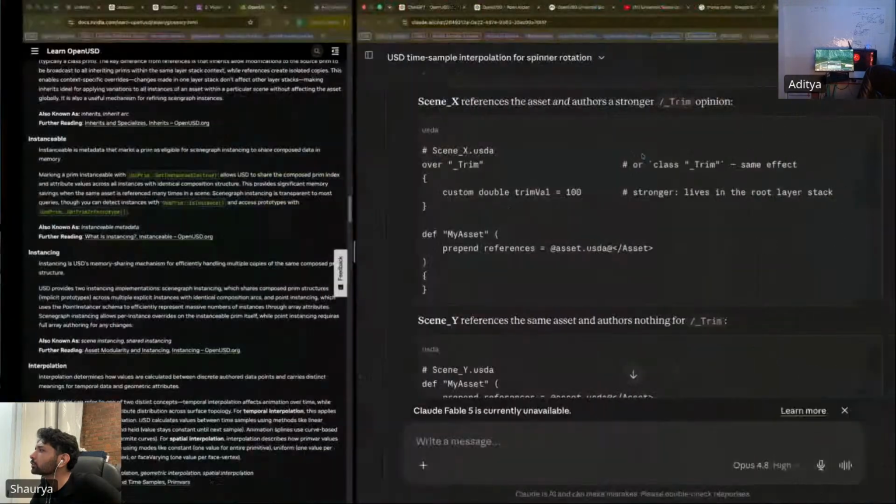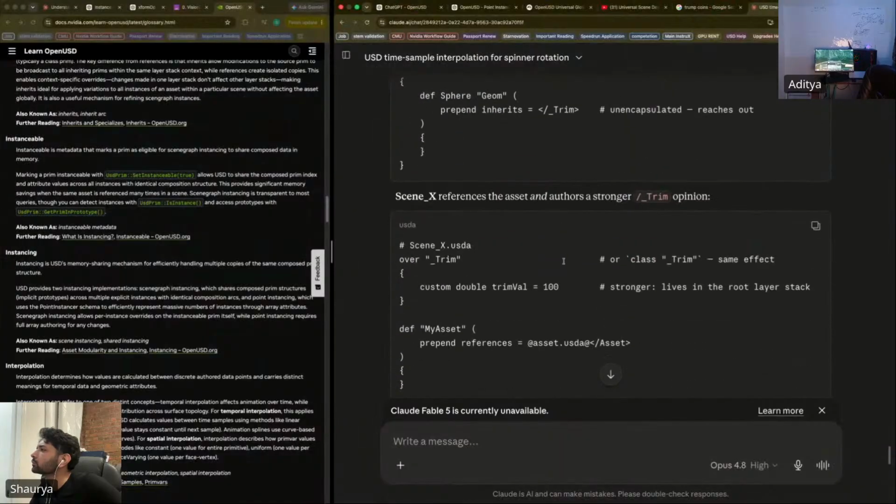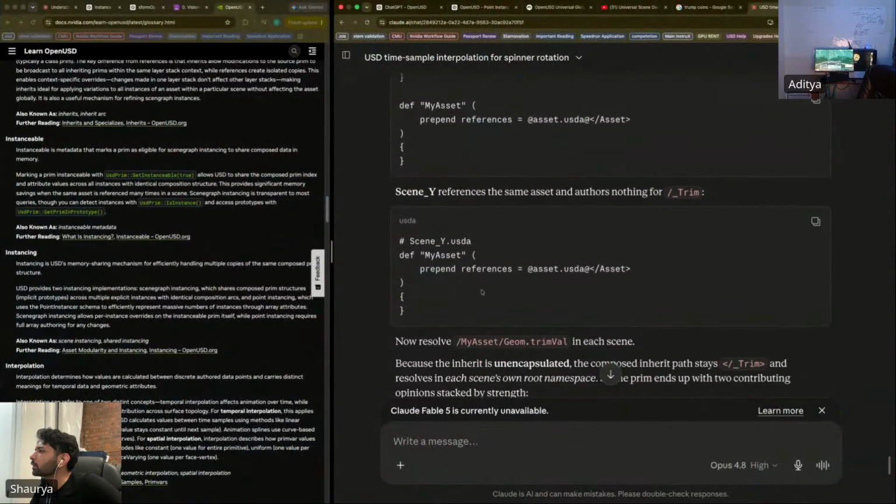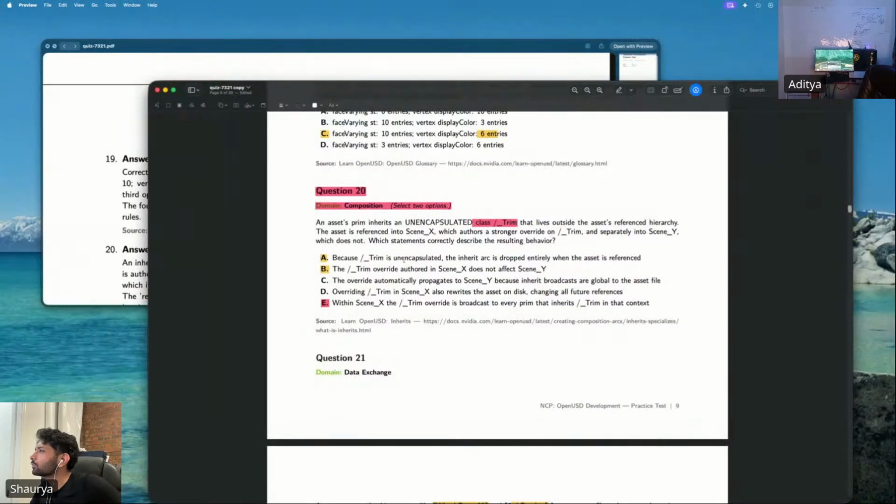Over slash trim. Got it. And separately into scene Y, which does not. Okay, which statement correctly describes the resulting behavior? And the inherit arc is dropped entirely when the asset is referenced. Yeah, A should be correct.